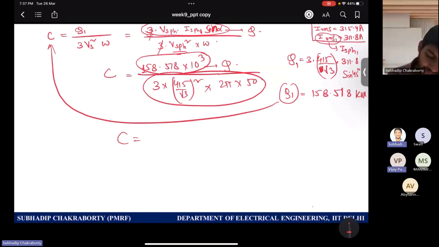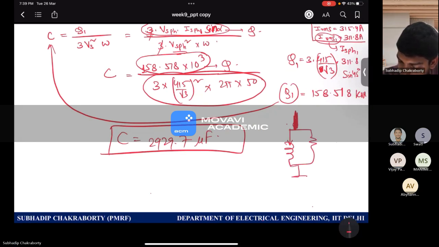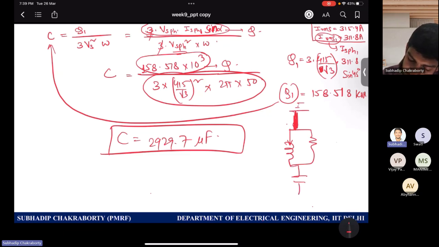2929.7 microfarads. So obviously CH and C will be the same, because you are using a high pass filter also. So this high pass filter is tuned for the 11th order and higher, like that it meant.